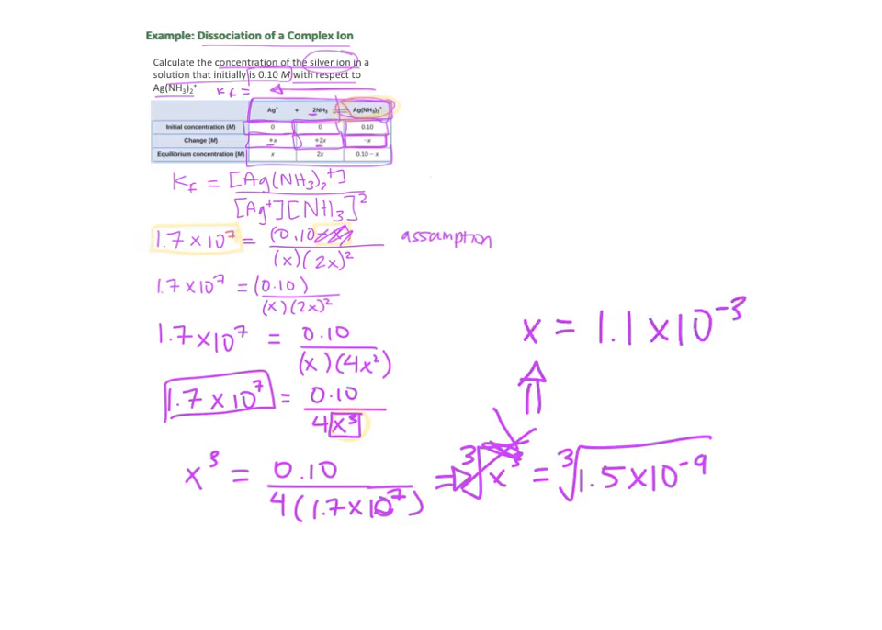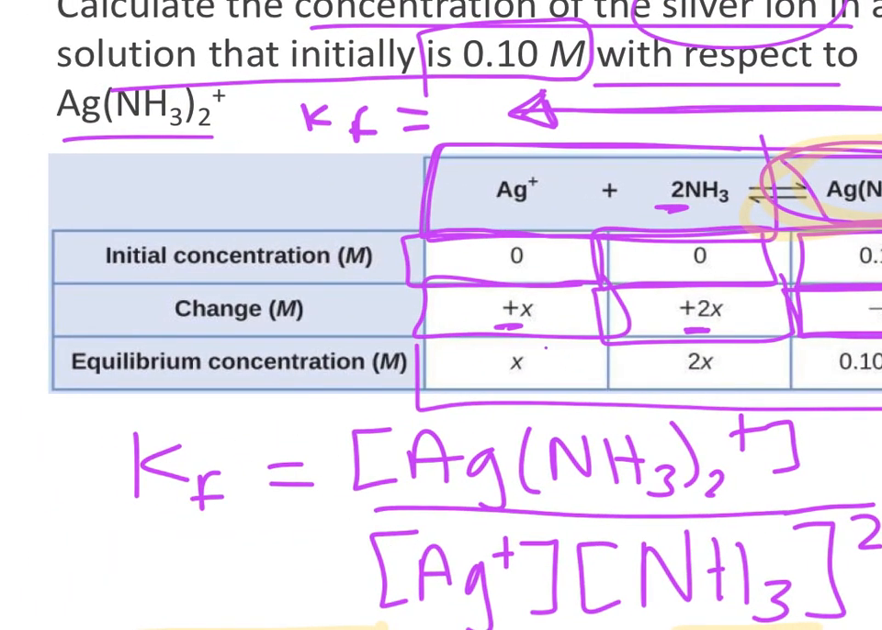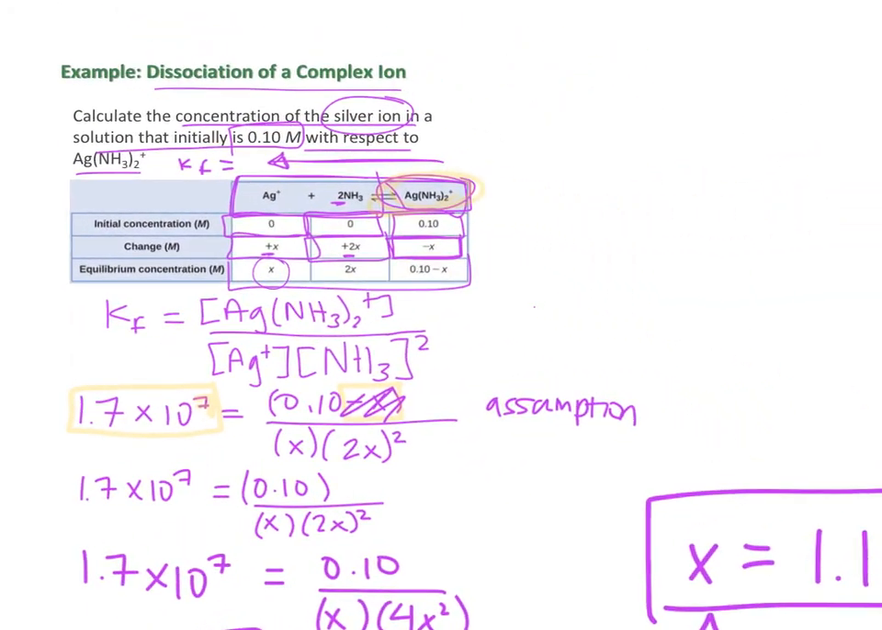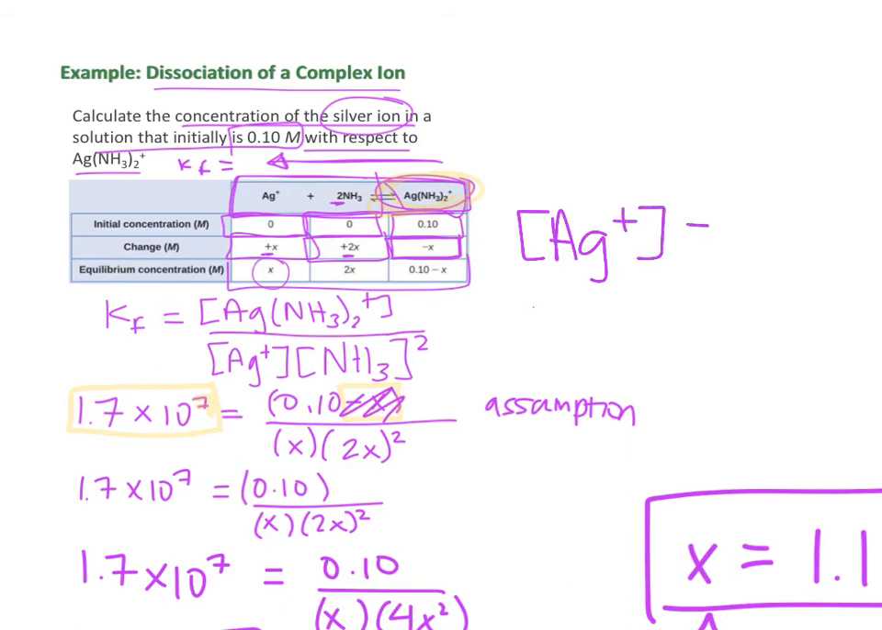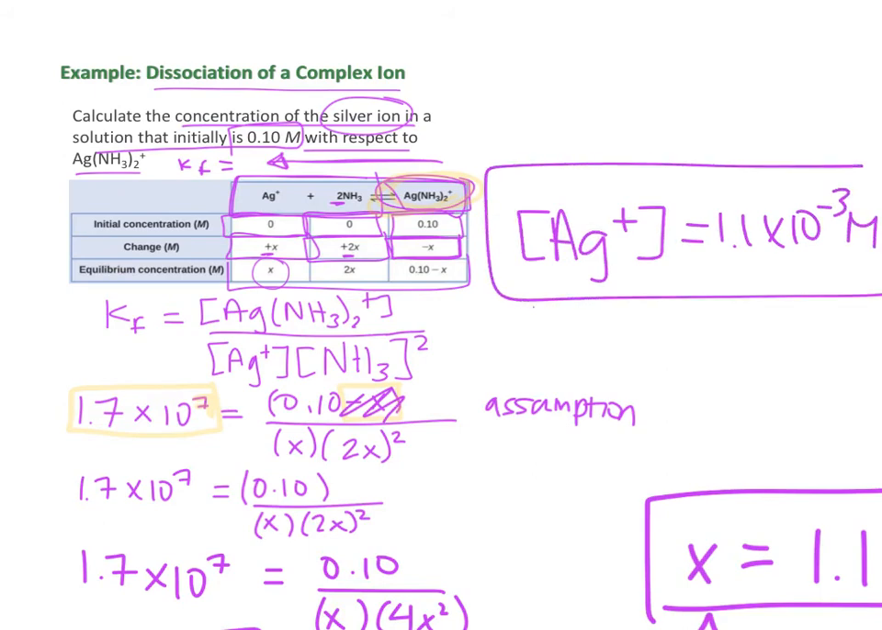If you need help typing in that cube root, just let me know. Your calculator should have a button for that, where you can enter the specific root that you're trying to do. But if you need help, just let me know. So overall, we solved for x and we found that it's 1.1 times 10 to the negative 3. So this is our amount of silver. Remember, the amount of silver at equilibrium that we figured out based off the ICE table was x. So your silver concentration is 1.1 times 10 to the negative 3 molar, and that's your answer.